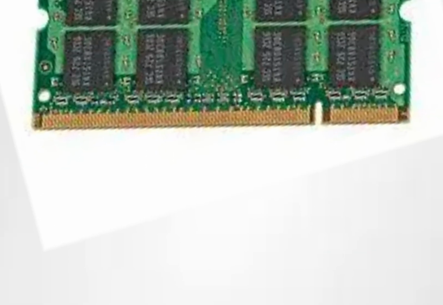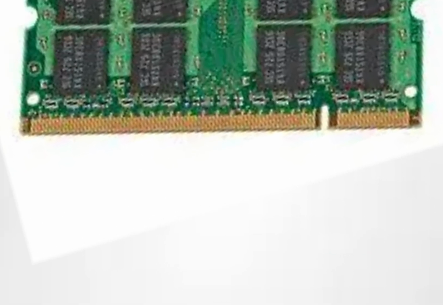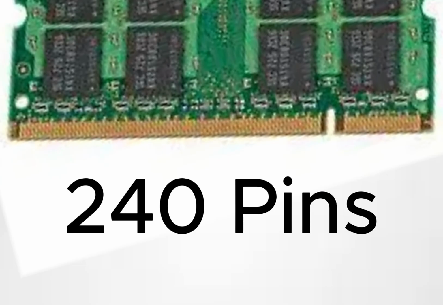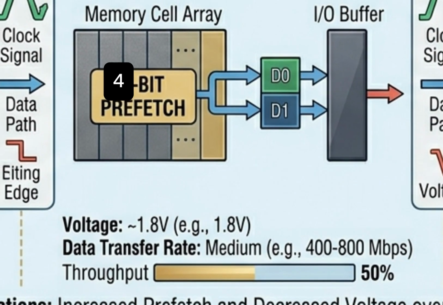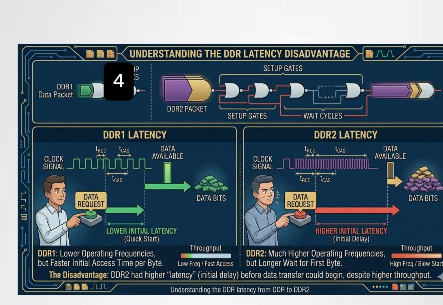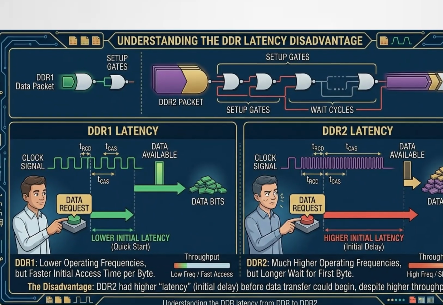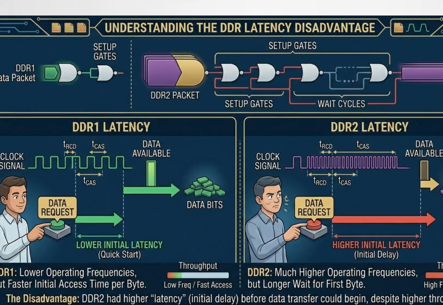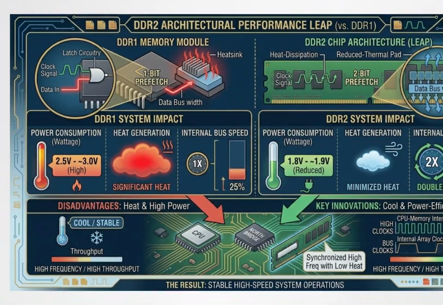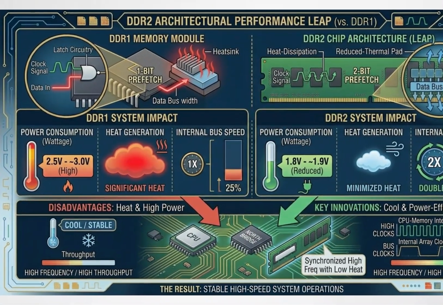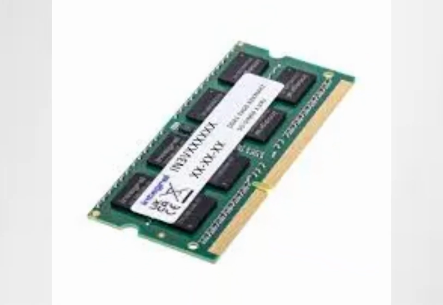By 2003, we needed more lanes. DDR2 jumped to 240 pins. The advantage, it lowered voltage to 1.8 V and introduced a 4-bit prefetch. It started predicting what data you'd need next. The disadvantage, it had higher latency, initial delay, than DDR1. The leap improved from DDR1 by significantly reducing heat and power consumption while doubling the internal bus speed.